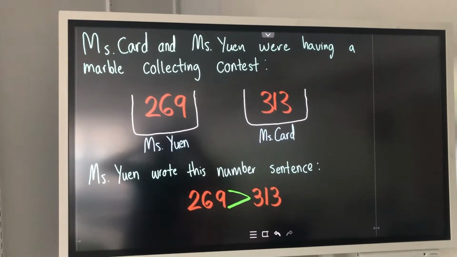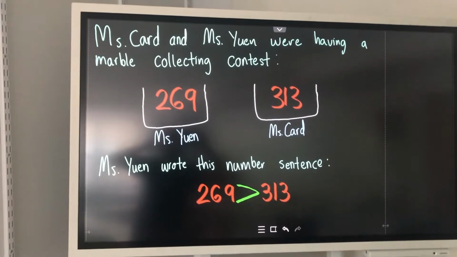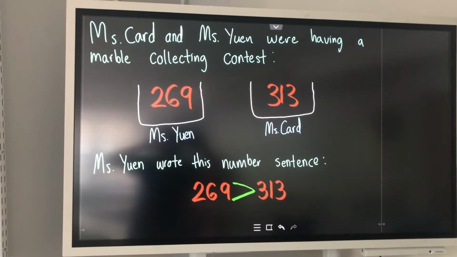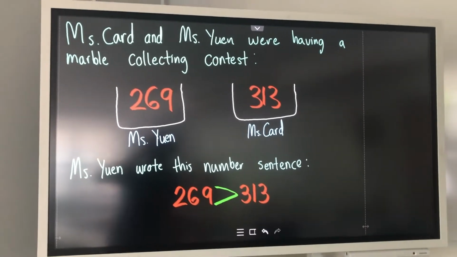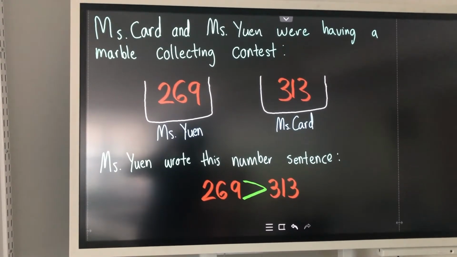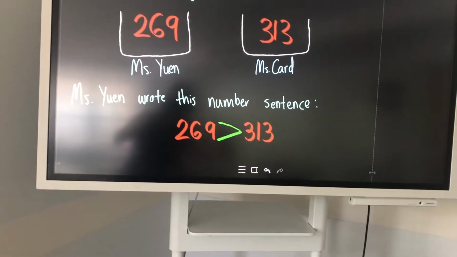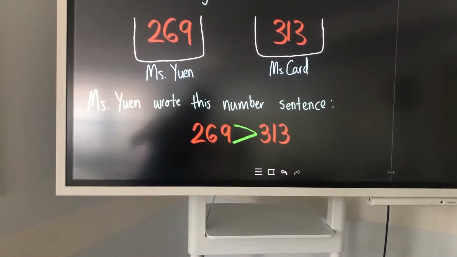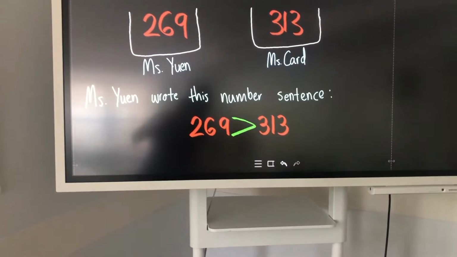Here's our problem-solving task. It says, Miss Card and Miss Yoon were having a marble collecting contest. We see in Miss Yoon's jar, there's 269 marbles. And then in Miss Card's jar, there's 313 marbles. On the bottom, it says, Miss Yoon wrote this number sentence. It says 269 is greater than 313. So the way we read that number sentence on the bottom, that green symbol means greater than. So it says 269 is greater than 313.